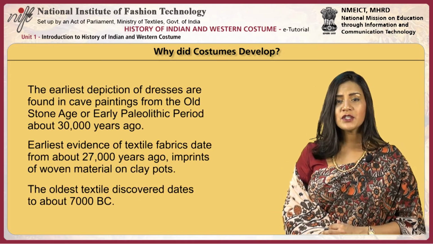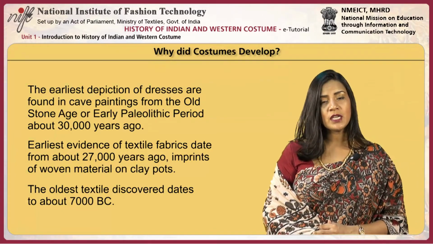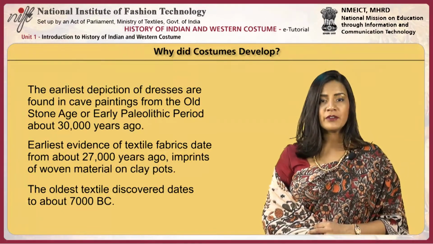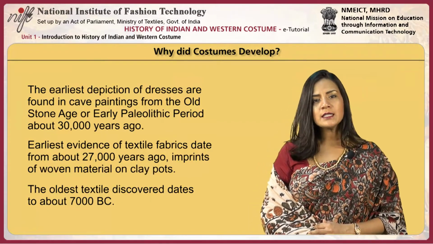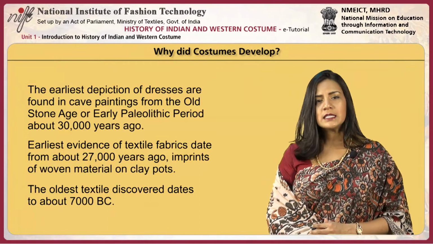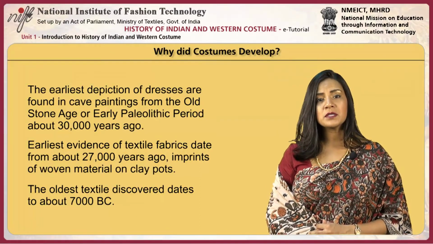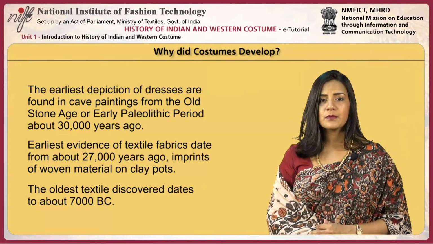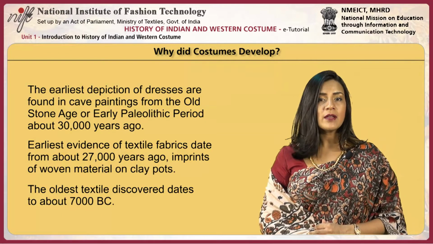Yet, very little of these items have survived for us to understand exactly how they looked. The earliest depictions of dresses are found in cave paintings from the Old Stone Age, or early Paleolithic period, about 30,000 years ago. The earliest evidence of textile fabrics dates from about 27,000 years ago, imprints of woven material on clay pots. The oldest textile discovered dates to about 7,000 BC.